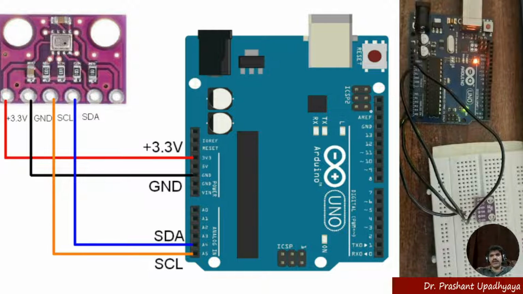This is the connection of the BMP280 sensor with the Arduino UNO board. You can see that we are giving a supply of 3.3 volt and connecting it with the Arduino 3.3 volt. Then we have a ground, so we are making a connection to the ground. Then we have the SCL pin, so we are connecting it with the A5 of the Arduino UNO board. And then we have the SDA that we are connecting with the A4 of the Arduino UNO board. This is the diagram which we are using. And on the right side, you can see the actual Arduino UNO board connections with the BMP280 sensor.